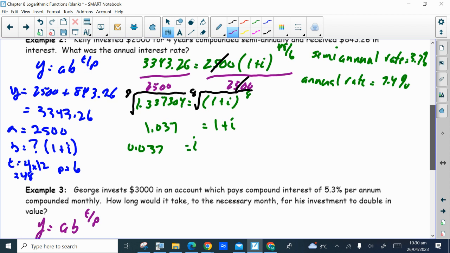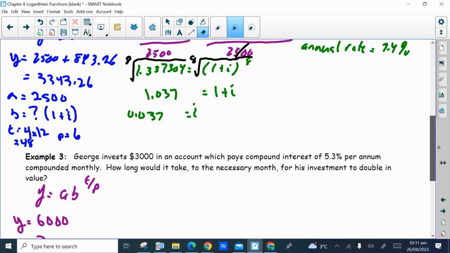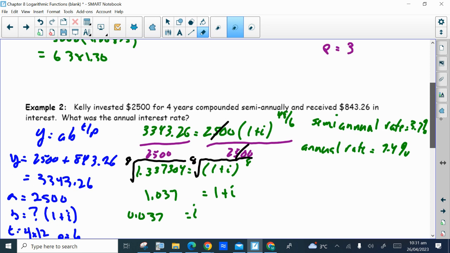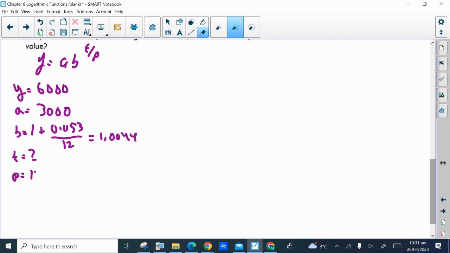Okay, our P value was calculated, I'm sorry, it's not 12, it's 1. I apologize, because it's calculated every month. Right up here, it was compounded semi-annually, so it was calculated every 6 months. The one above, it was compounded quarterly, which was every 3 months. In this case here, it's compounded every 1 month.